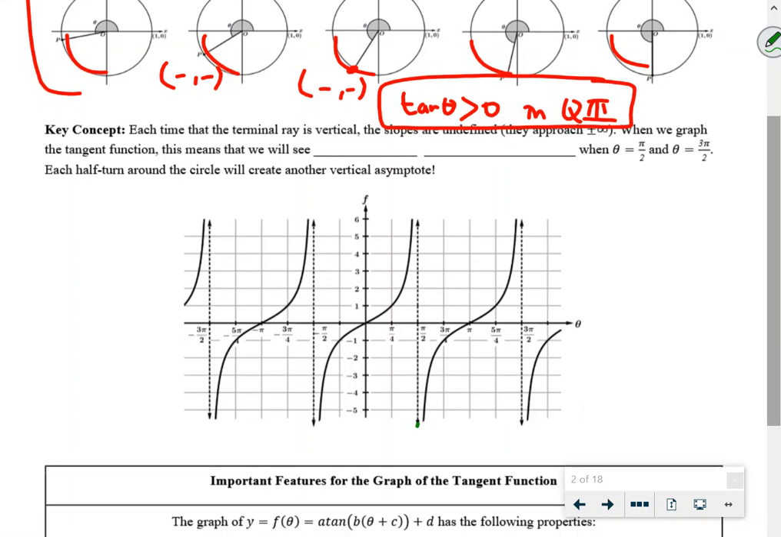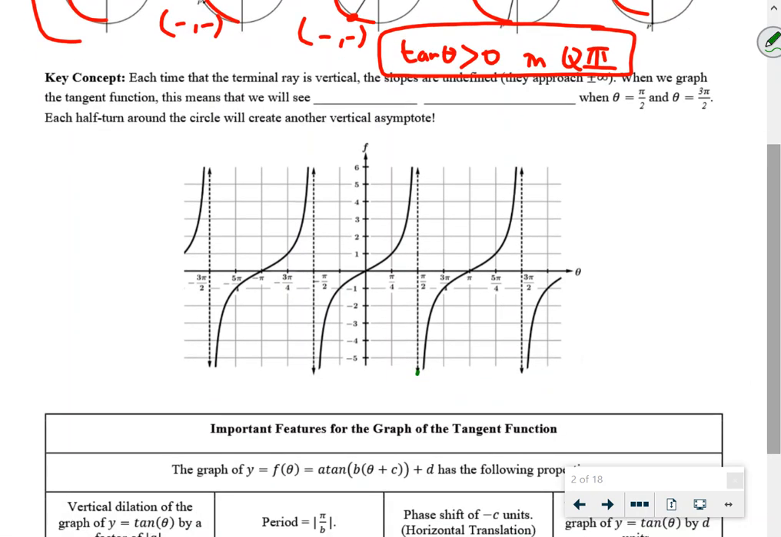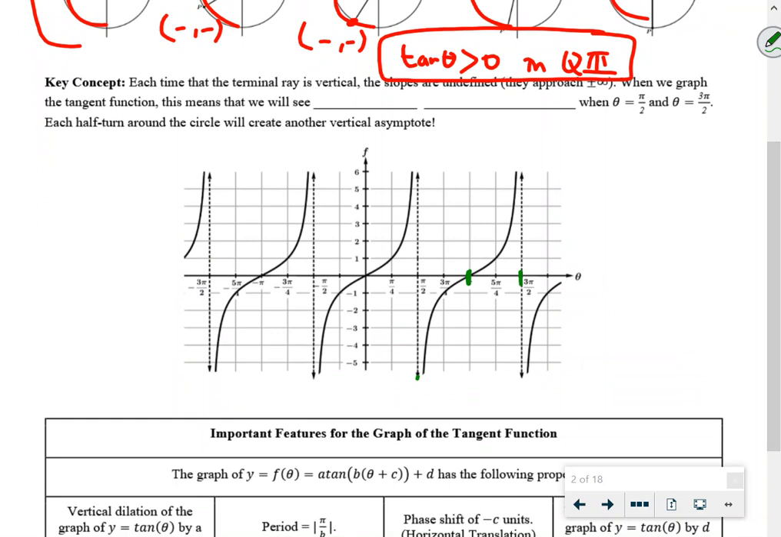Let me look at this one in quadrant 3. Where are we in quadrant? Here. Quadrant 3 is in between pi to 3 pi over 2. Where's pi? Pi is here. Pi to 3 pi over 2. 3 pi over 2 is here. This one covers quadrant 3.